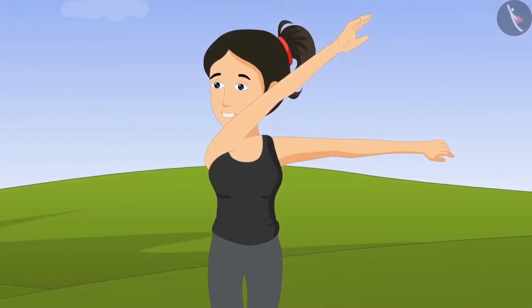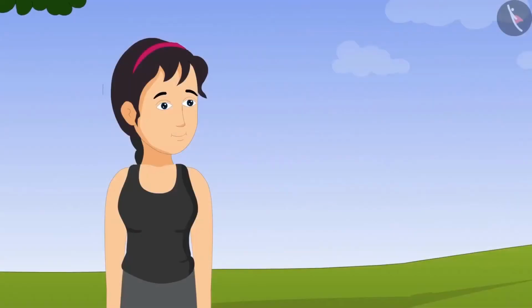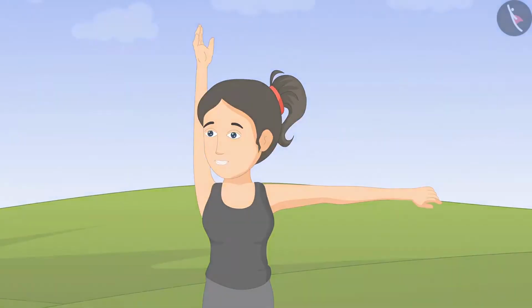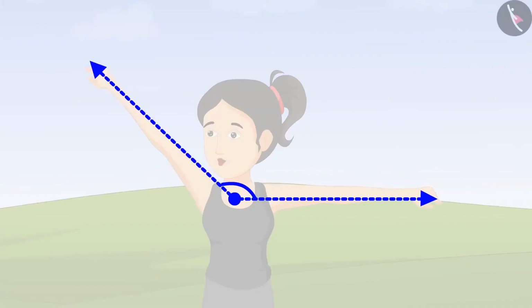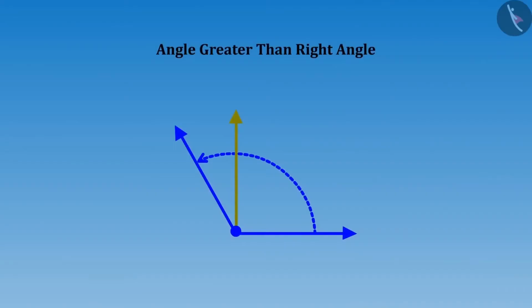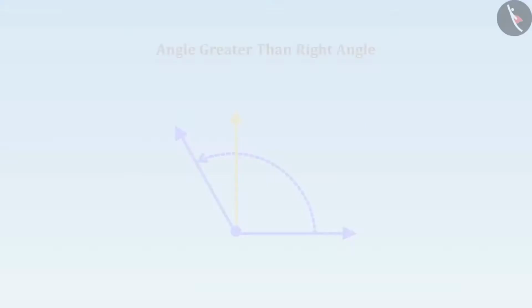Look, Didi, I have also made an angle less than a right angle. Very good, Riva. You have made an angle less than a right angle. But can you make an angle greater than right angle? Didi, if I increase the distance between my hands longer than that of the right angle, will it become an angle greater than a right angle? Oh wow, Riva, you are absolutely right. This is greater than a right angle.